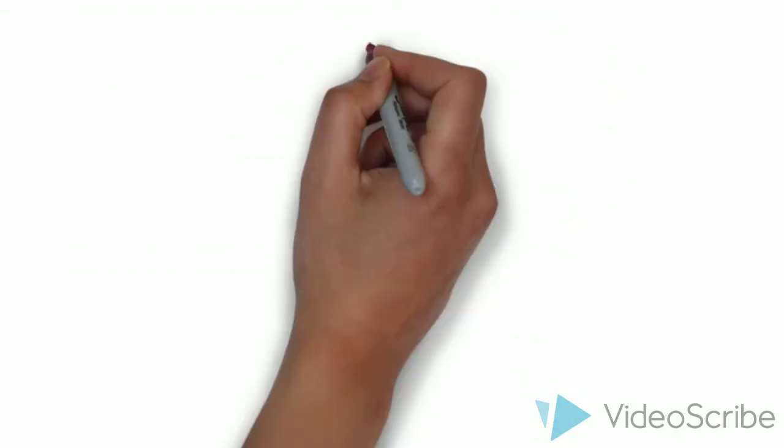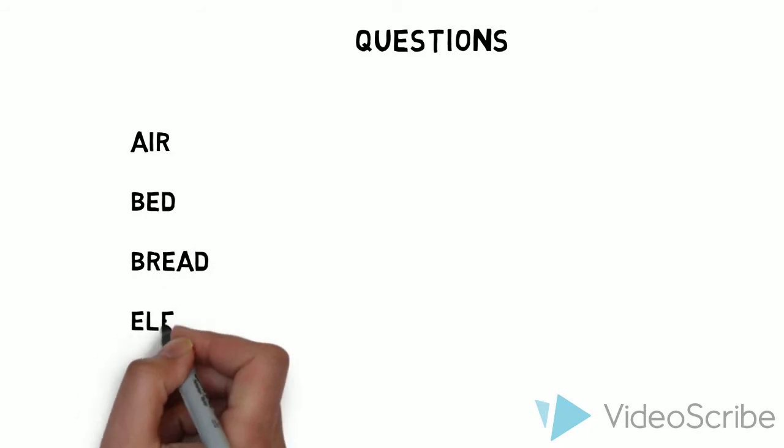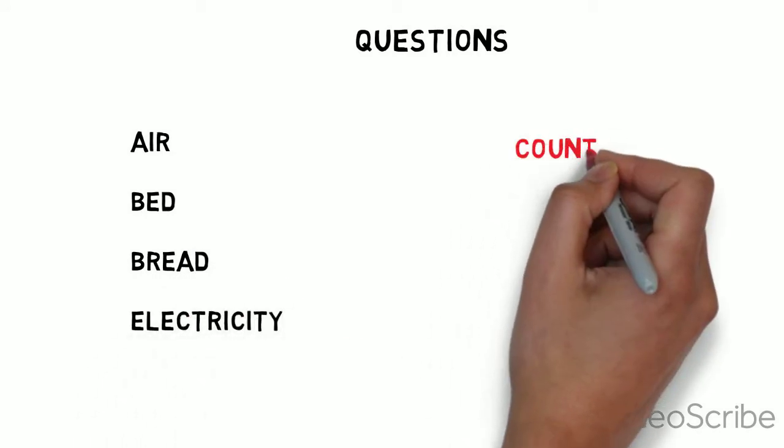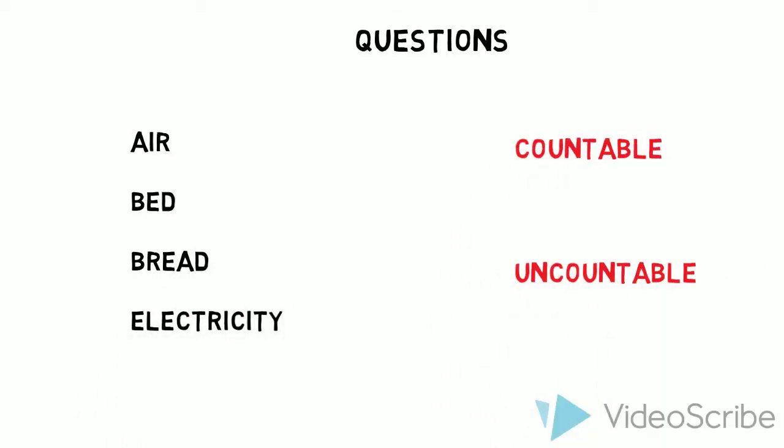Excellent. Now I want to ask you questions. Put these nouns in the right group. So air, bed, bread, and electricity. Go ahead, I'll give you 10 seconds.